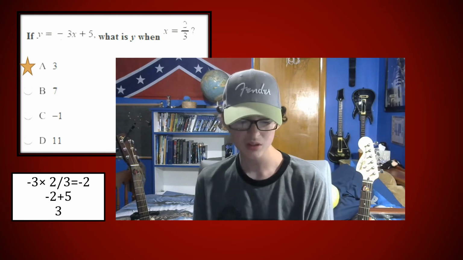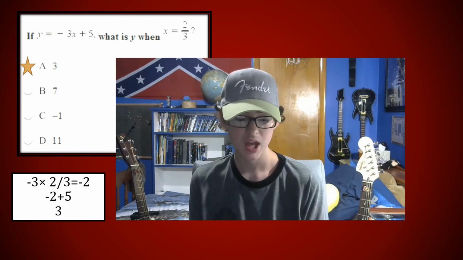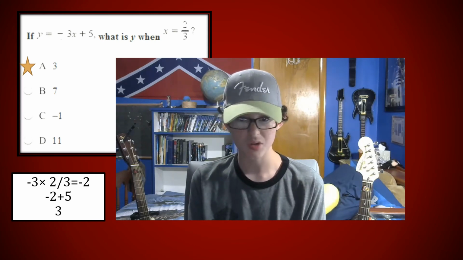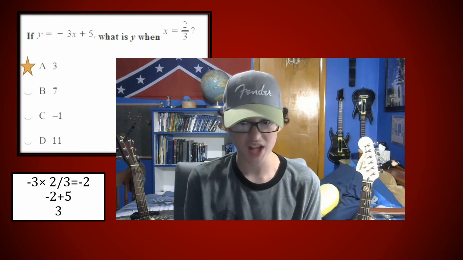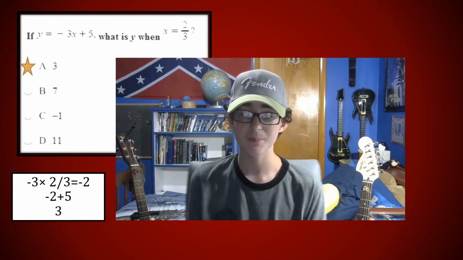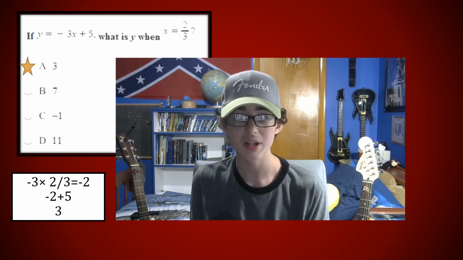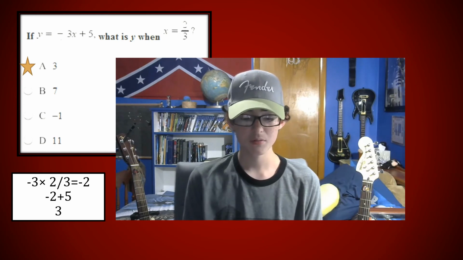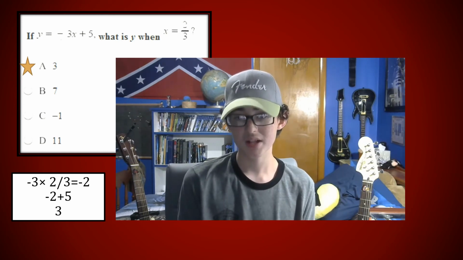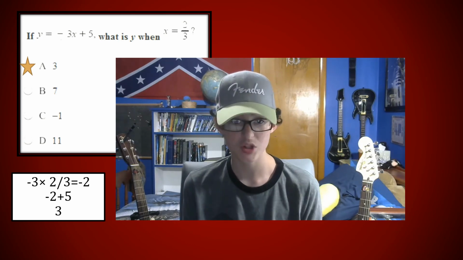Well, first, you would replace the x with 2 over 3. And then, because the x is beside 3, but there's no sign in between it, like right beside it, that means it's multiplied. You're going to multiply it. So it'd be negative 3 times 2 over 3. That will equal negative 2. Now, it'll be y equals negative 2 plus 5. Negative 2 plus 5 would be y equals 3. 3 should be the answer.